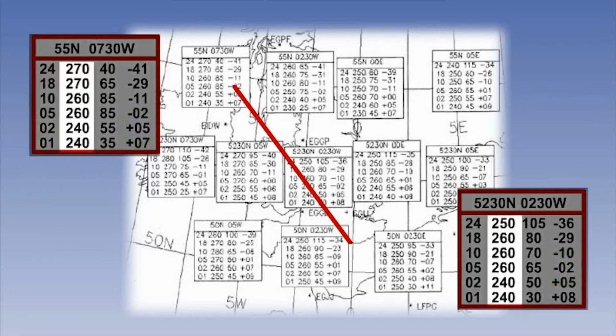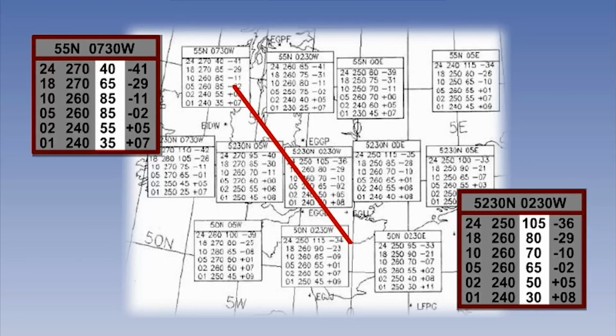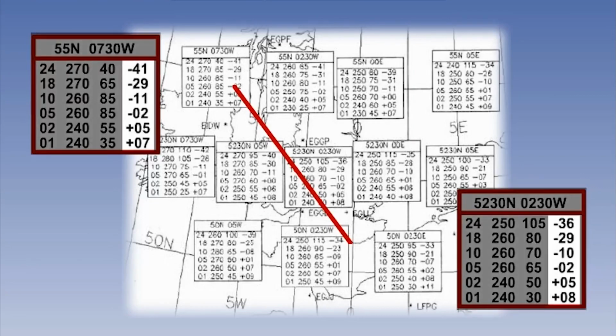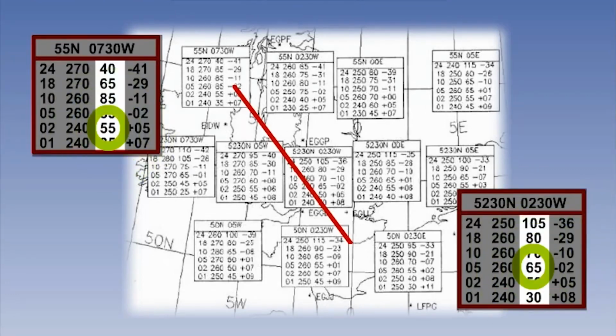Wind direction will be given in tens of degrees. Occasionally, the abbreviation VRB will be used to denote a variable wind direction. Speed will be in 5-knot increments, and temperature to the nearest whole degree Celsius. Remember, you may have to interpolate the winds between 2 spot forecasts. This will help to increase the accuracy of the flight planning and the flight itself.